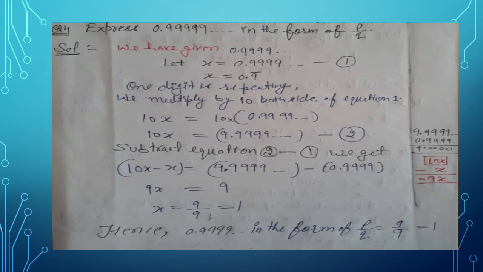That means x is equal to 9 upon 9. This 9 is in multiplication with x, so definitely it will go to the denominator. Then after cancelling 9 by 9, 1 is your overall answer. Hence 0.999 in the form of P upon Q is equal to 9 upon 9, and overall it is equal to 1. So I hope, my dear students, you are able to understand this concept of converting a decimal expansion into a rational number.